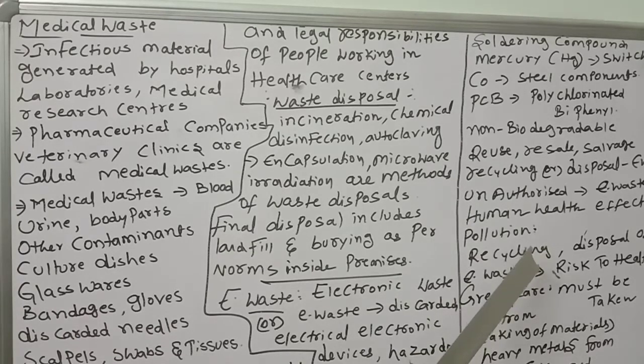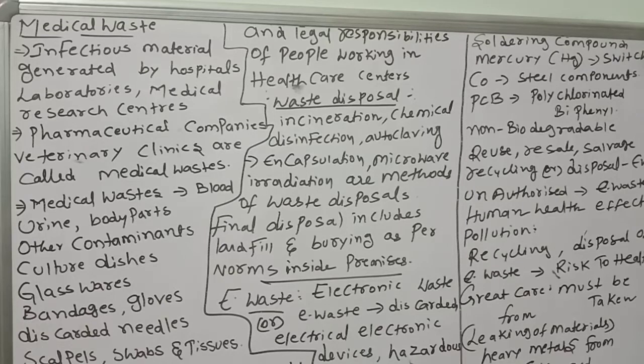We should manage it properly, otherwise there is risk to health. Great care must be taken with heavy metals from landfills and incinerated ashes at the time of exposure. Why? Because if you are exposed to heavy metals, you can get cancer. Incinerated ashes are so hazardous. So we should not expose recycling units, and great care must be ensured against leaking materials.